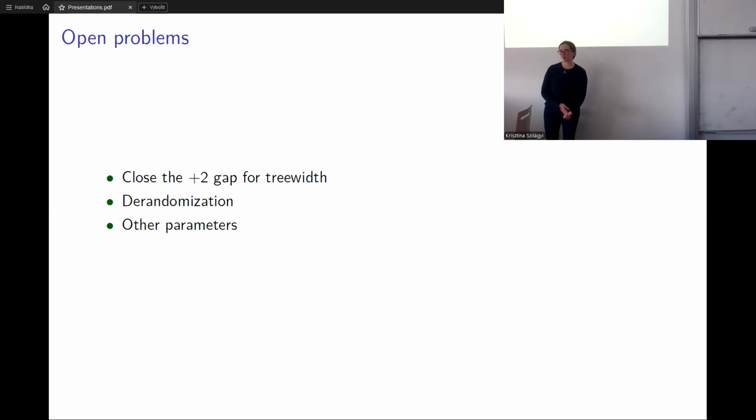So finally, some open problems. One of them is to close this +2 gap for treewidth, because we had 2r + 2 in the upper bound and 2r in the lower bound.